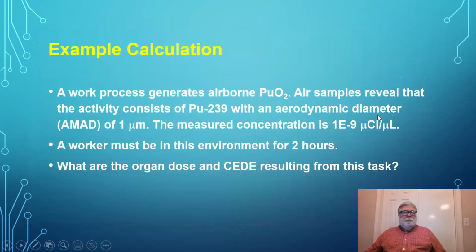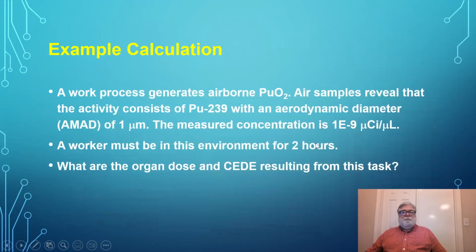Okay. And now I'm going to do an example calculation to show you how we assess dose. So the example we have is a work process that generates airborne plutonium oxide. Air samples reveal that the activity consists of plutonium-239. That's the isotope involved. And the AMAD, the aerodynamic diameter, is 1 micron. That tells us how deeply the materials go into the body. So the measured concentration from air sampling is 1 × 10⁻⁹ microcuries per milliliter.